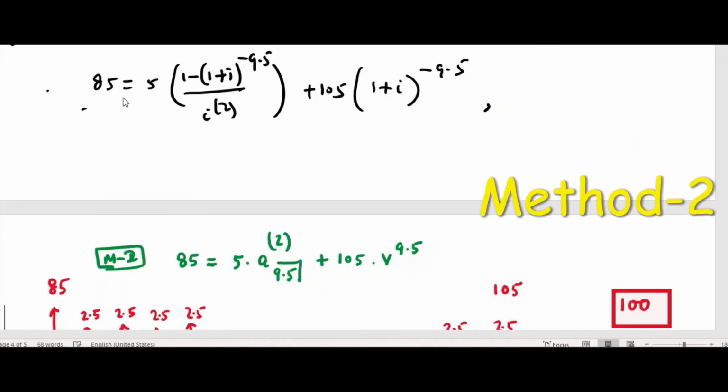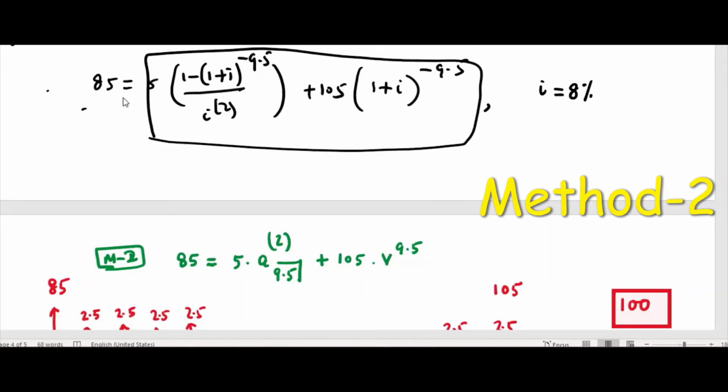But for every i, suppose you start with 8% or 9% or 7%, whatever, when you calculate this side, for i 8%, you have to find this one. So when i is 8%, you have to get it from the actual table, or you have to calculate i2. For i 8%, you can write 8% here. You need i2 also. Here i is there, here i is there, but here i2 is there.